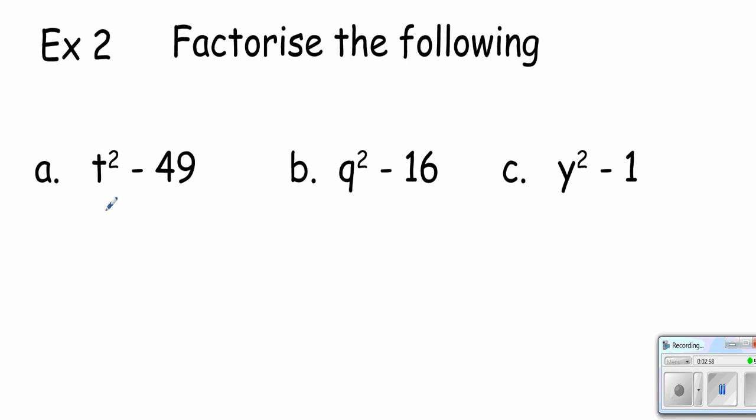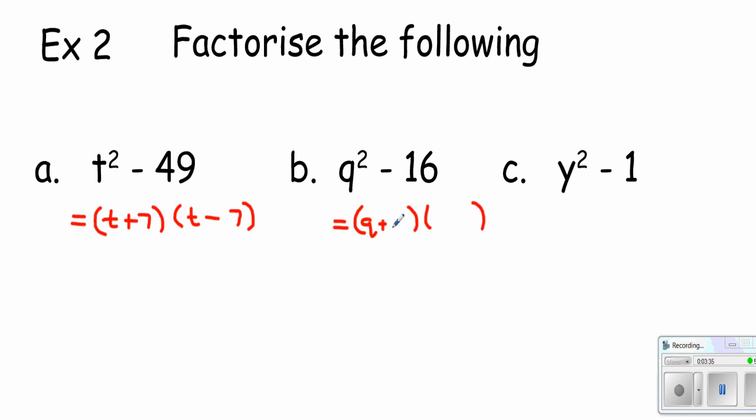We're now going to look at another three examples. First one here we have t squared minus 49. The square root of t squared is t, the square root of 49 is 7, so again two identical brackets. The square root of t squared is t, so we fill that in first, and the square root of 49 is 7, and again one bracket is positive and one bracket is negative. Next one, q squared minus 16, again a difference of two squares because the square root of q squared is q, the square root of 16 is 4. That gives me q plus 4 and q minus 4.